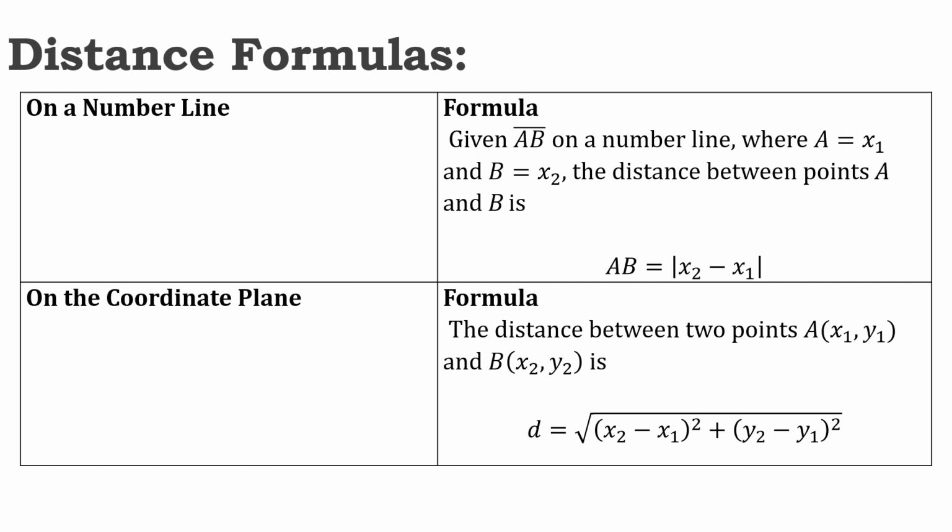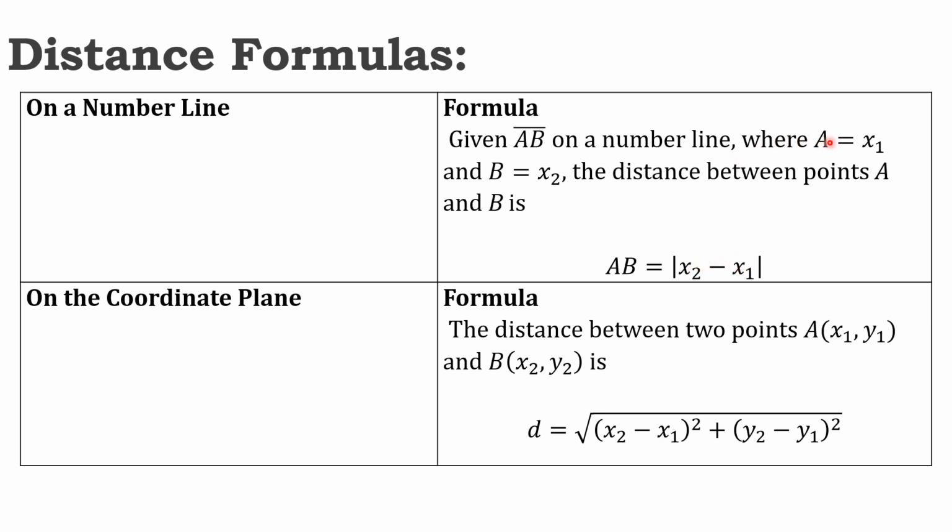All right, those were midpoint formulas. Now we're looking at distance formulas. So again, we've got two versions of the distance formulas. We've got the distance formula if you're on a number line. This formula is super easy. It just says take the absolute value of one of the endpoints minus the other endpoint.